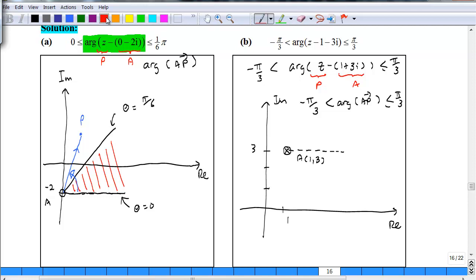Let's draw the lines. And the region that we are interested in, that represents this inequality, is everything in between here, including the line at the angle pi over 3, but not including the line at the argument negative pi over 3.